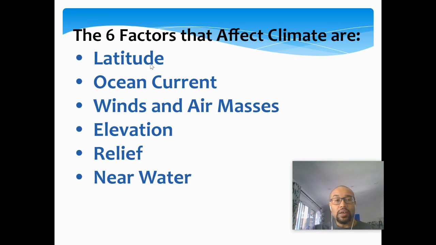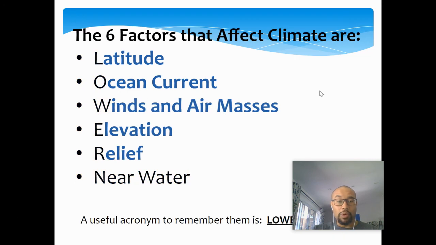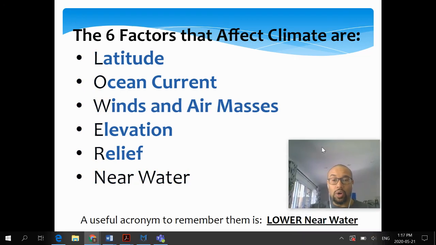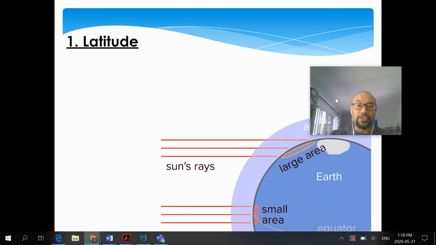So if we take a look at all of these together, we can remember all of these factors that affect climate by looking at the first letters of each of these: latitude, ocean currents, winds, elevation, relief, and near water. And we can remember that acronym: LOWER N. And that will help us remember what are those factors that affect the climate. So let's look at each of these factors now.